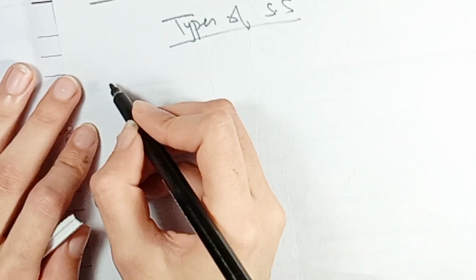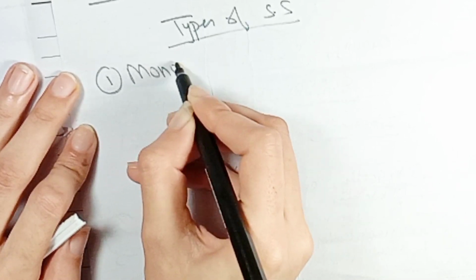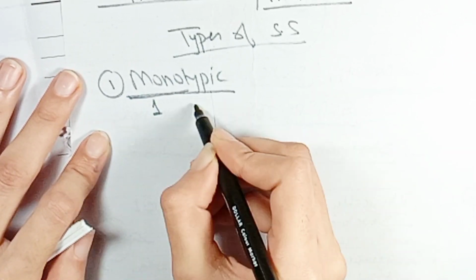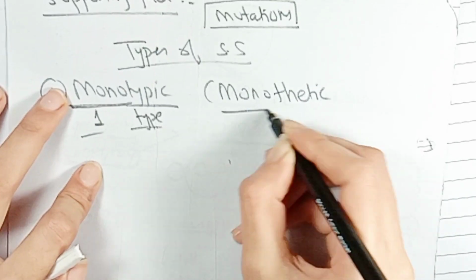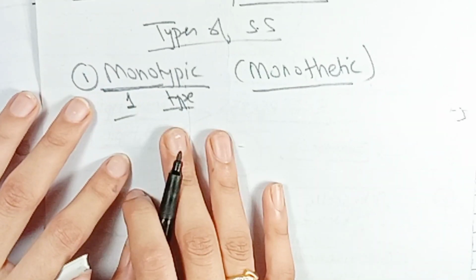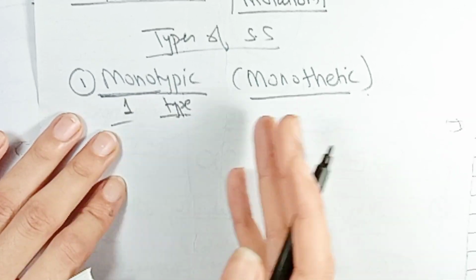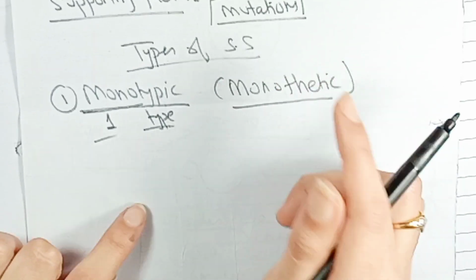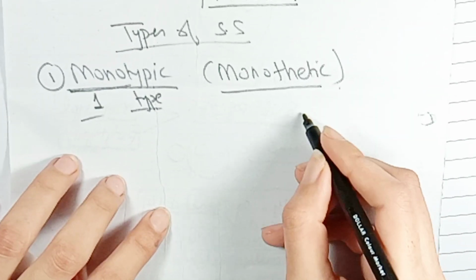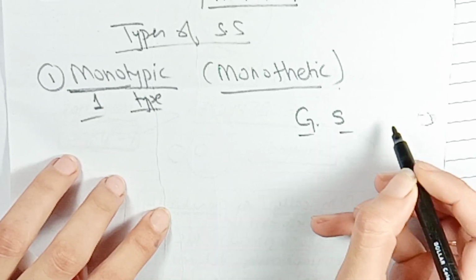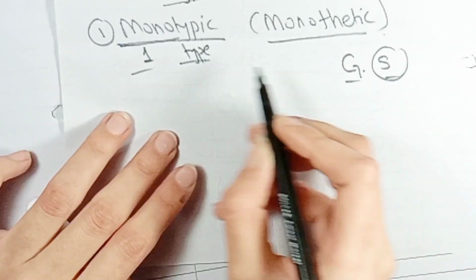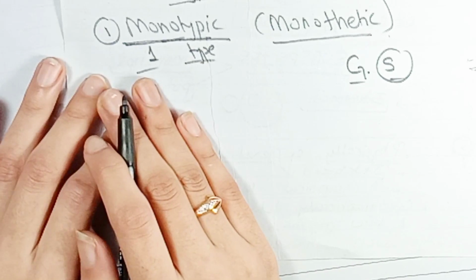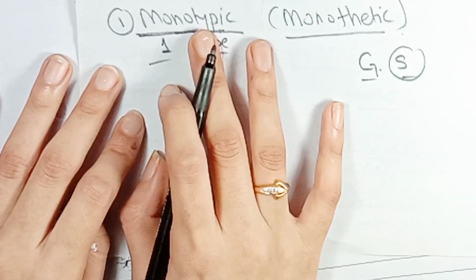First we will talk about the monotypic concept. As the name indicates, mono means one and typic means type, meaning only one type. Another name for monotypic is monothetic. So monotypic means that the species is not divided into any kind of subspecies. We know that for a species there is a genus name and then there is a species name. The species that are not subdivided into subspecies are known as monotypic species.